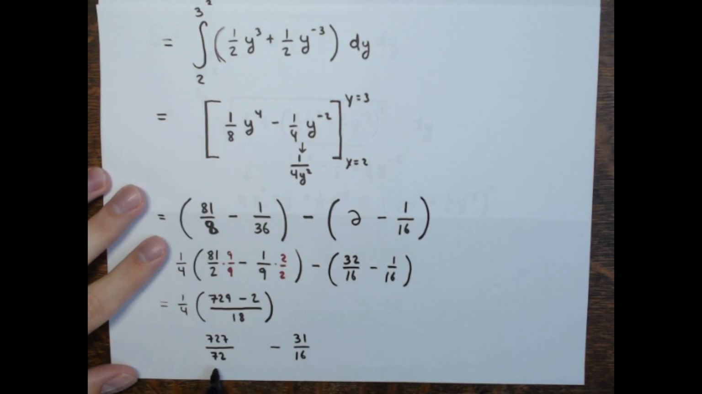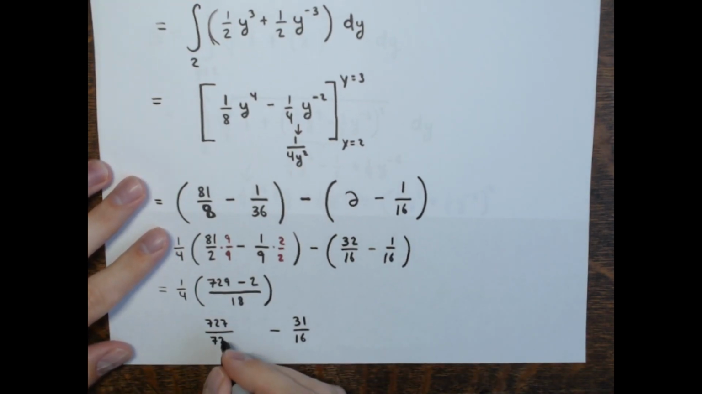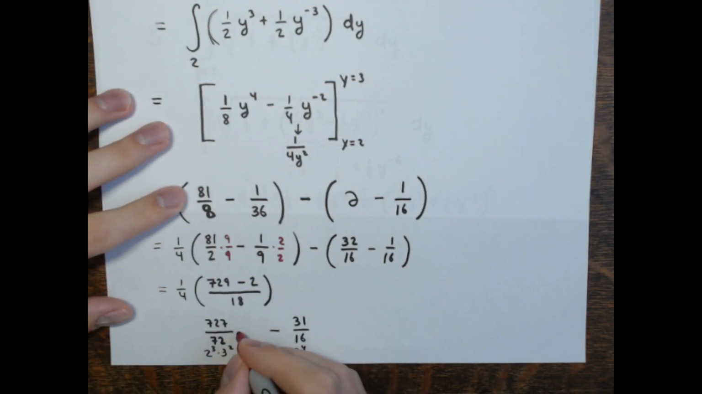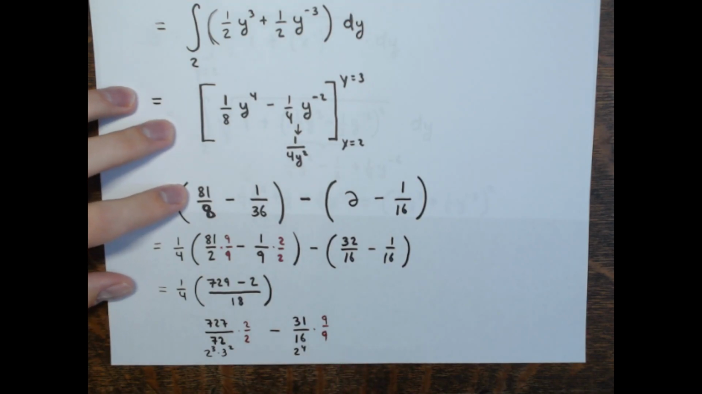And then I have to do the common denominator again, right? That's 72. It's 8 times 9, that's 2 cubed times 3 squared. 16 is 2 to the 4th, right? So to get a common denominator, multiply this by 2 over 2, and that'll give me the 2 to the 4th down here. And then this by 9 over 9, right? That'll give me 3 squared down there.